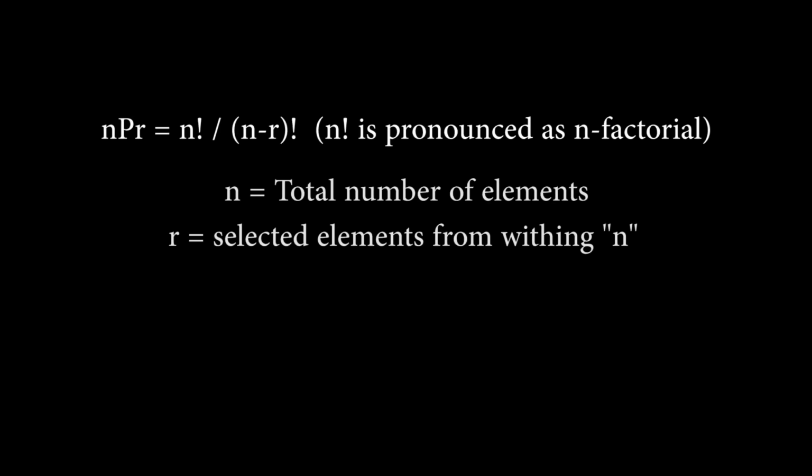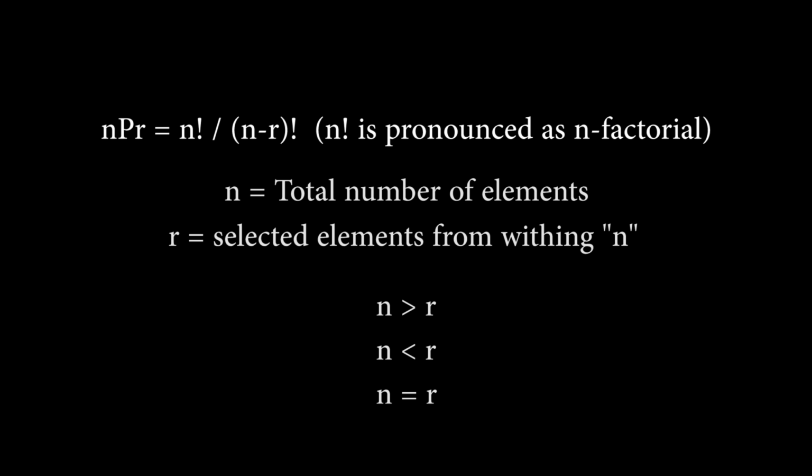Now, what is the technique? And what is the math behind it? Let's use the whiteboard to explain this. The mathematical formula is nPr equals n! divided by (n minus r)!. n! or n exclamation is pronounced as n factorial, where n equals total number of elements. r equals selected elements from within n.